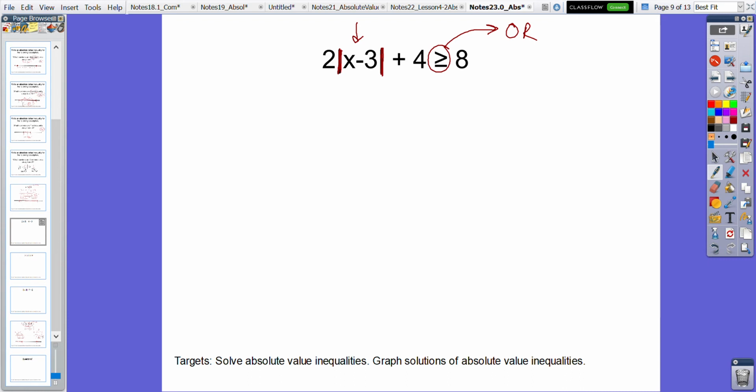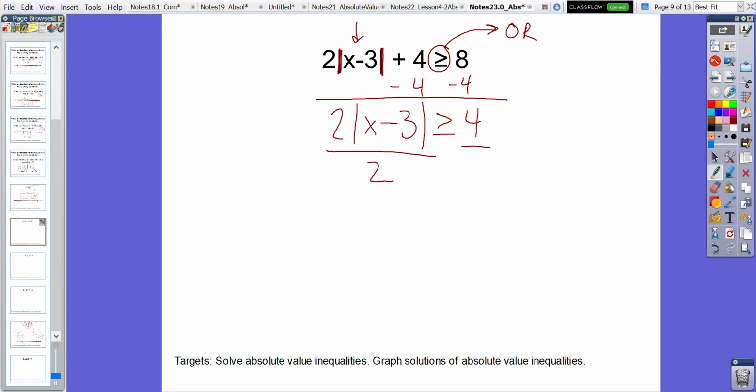Okay, so once again, we want to get the absolute value of x minus 3 by itself. I'm going to start by subtracting 4 from both sides of the inequality. When that happens, I'm left with 2 times the absolute value of x minus 3 is greater than or equal to 4. All right, and then last step, as always, divide by whatever is right in front of what we're solving for. When I do that, I'm left with the absolute value of x minus 3 is greater than or equal to 2.